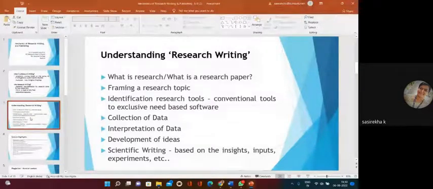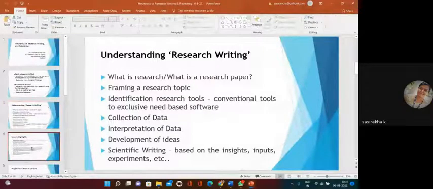Research writing, as mentioned earlier, is scientific writing based on the insights, inputs, experiments, etc. Here there is no room for imagination or fabrication or manipulation in research writing. So research scholars and those who want to get their papers published in high impact journals, please remember, when you are writing, it should be very scientific in nature. It should be a combination of factual information or the experiments conducted either in the classroom or in the laboratory. Don't manipulate things, don't cook up things, and don't fabricate anything. That is not the space for writing research papers.